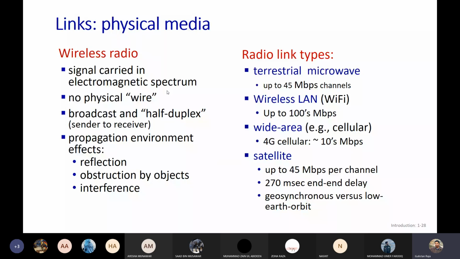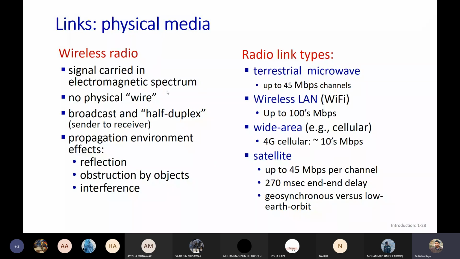And I hope you are familiar with half duplex. Ji, are you familiar with half duplex? Yes sir. So this is half duplex also. Now there are certain issues inherent in wireless communication, and those are reflection of signals, obstructions by objects, and interference. These are the three main inherent characteristics present in wireless communication. So that's why the data rate is much lower in comparison to wired networks.